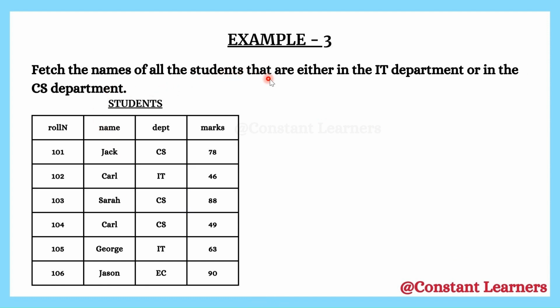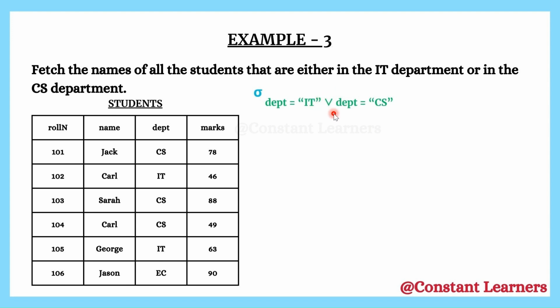Fetch the names of all the students that are either in the IT department or in the CS department. Now here we have or, right? The condition is not and. That means if the student is in IT department, he will appear in the output table. And if he or she is in the CS department, then they will also appear in the output table. Any one condition has to be true. So how do we write the query? Sigma, department is equal to IT or department is equal to CS. Now this sign here is the logical or sign.